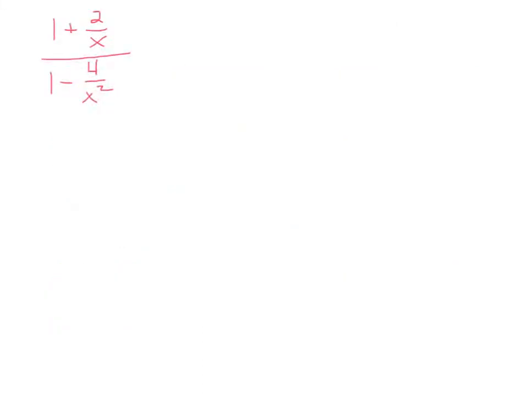So here's the last example that I'll do, and we're going to do it by the second method, and we're going to add the two terms in the numerator together. So we need a common denominator, and that'll be x. So I'll multiply the 1 by x over x. And so we'd have x over x plus 2 over x.